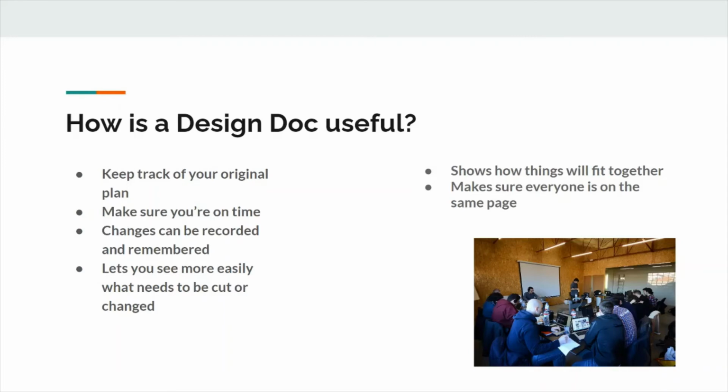It also makes sure that everyone is on the same page. Sometimes you might talk things out verbally and have made decisions, but if it's not on paper, people are going to forget and nobody's going to be on the right track. This is why a design doc is useful. It keeps you on track, it makes sure everyone's on the same page, and it lets things easily be changed for the future.